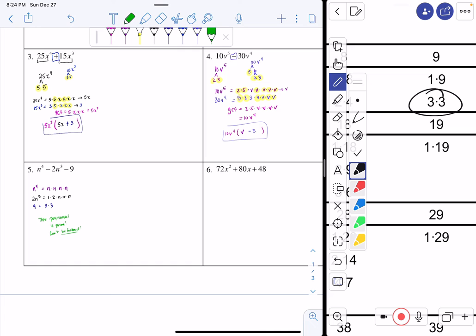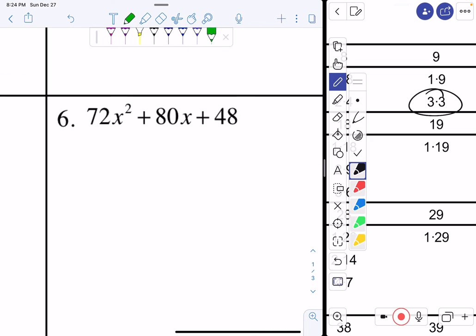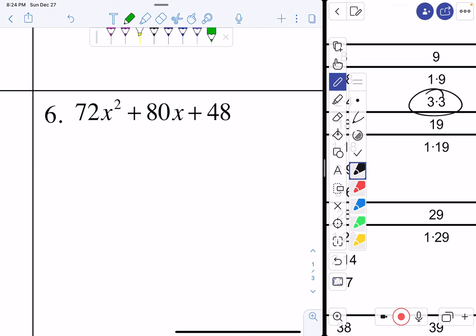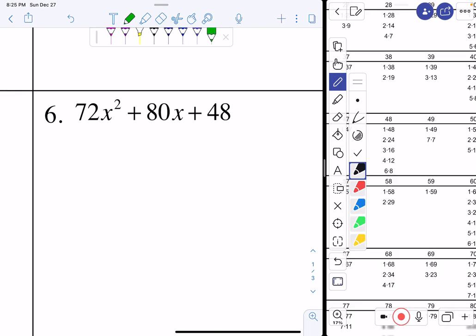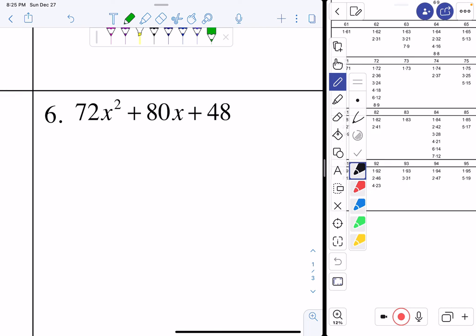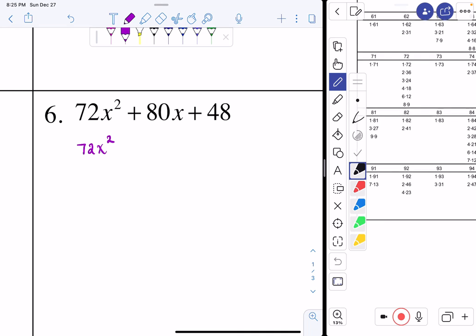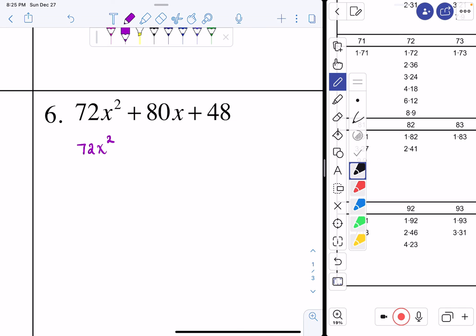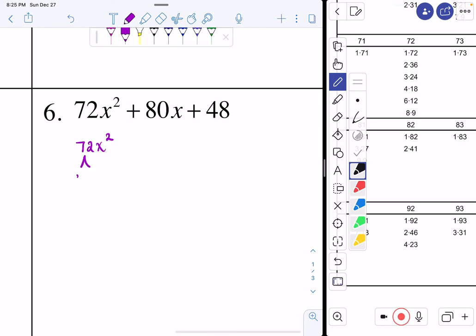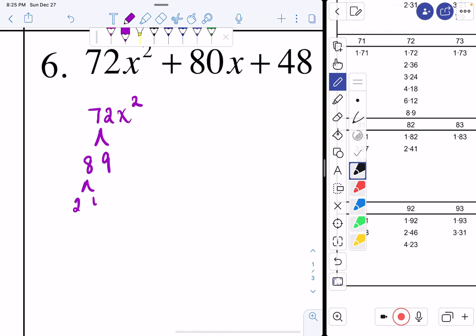Let's go on to our next example. 72x squared plus 80x plus 48. Well, these are some bigger numbers this time, so let's see how we can break apart some of them. So the first one we're going to want to break apart is our 72x squared. So 72 I can break apart into a bunch of things. I'm going to break it apart into an 8 and a 9. 8 I can break apart into 2 and 4. 4 I can break apart into 2 and 2.